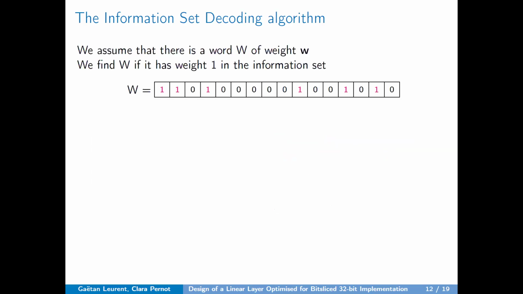And more formally, we will assume that there exists a word W of weight small w, and we will find this word W if there is a weight exactly 1 in the information set. So if I choose my information set like this, then we will not find the word. But if I choose my information set like that, then we are sure to find this word by performing our algorithm. So this happens with this probability.